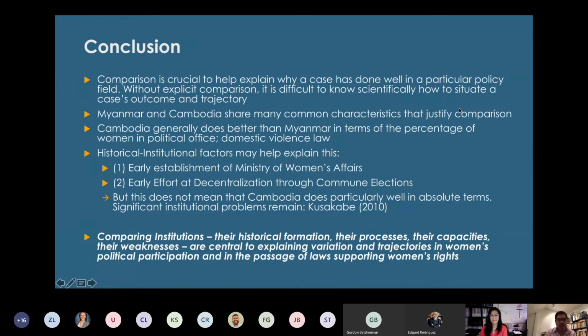And the very last point, the takeaway message I want to emphasize is this. Comparing institutions, their historical formation, their processes, their capacities, their weaknesses, are central to explaining variation in trajectories in women's political participation and in the passage of laws supporting women's rights.